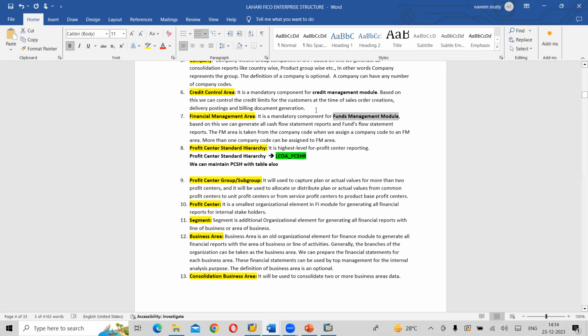Understood? So this FM area will generate reports on your complete cash flows and your complete funds flows. The FM area is taken from the company code when we assign the company code to the FM area. So we will create the company code separately and the FM area separately, and we will integrate them, meaning we will link the FM area with the company code. So whenever we say company code reports, under that we will get FM reports also. You can see the integration here I have given.